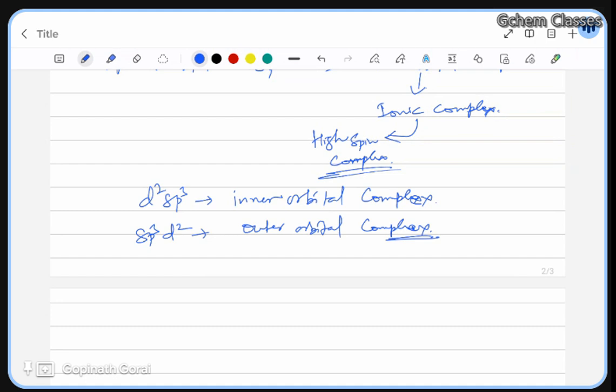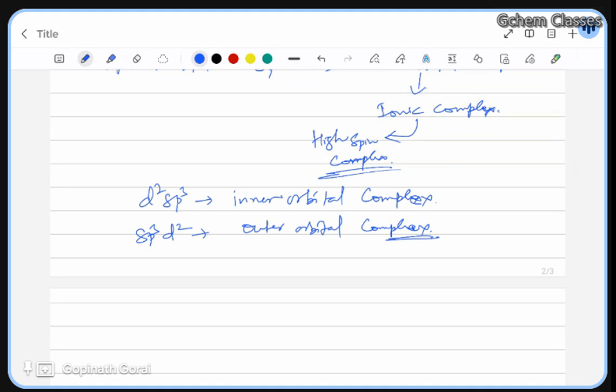So what is your job? Your job is to first find the oxidation number, then write down the outermost electronic configuration, and then find the hybridization, right? Then you can easily say whether it's an inner orbital complex or an outer orbital complex. Got it? Now, for stability, if you want to see thermodynamically stable things, the inner orbital complex will be more stable than the outer orbital complex. It means low spin complexes are more stable than high spin complexes, and covalent complexes are more stable than ionic complexes. So you can make this type of relation.